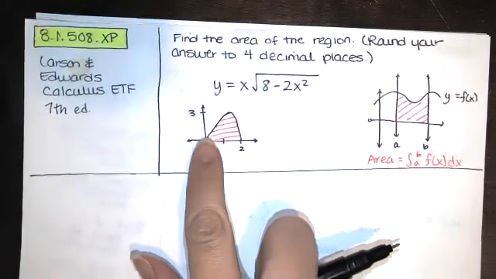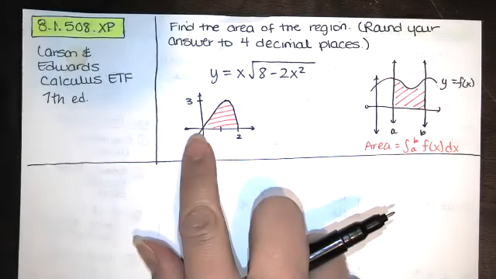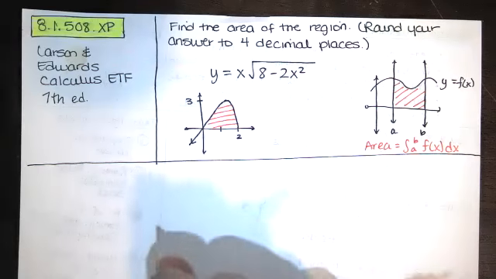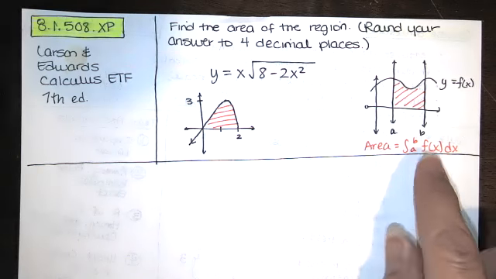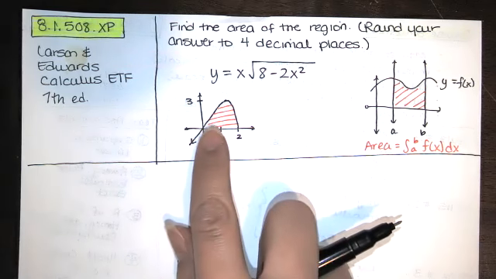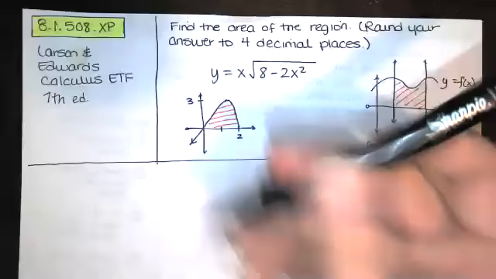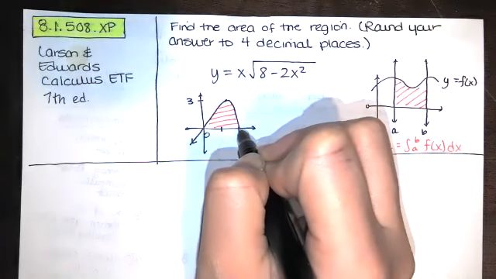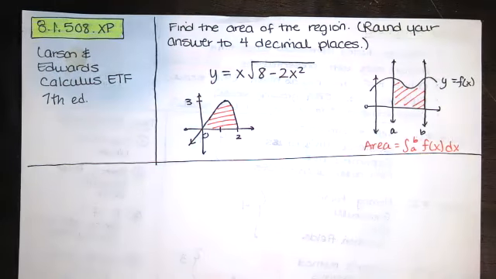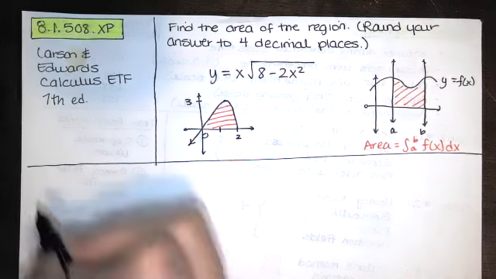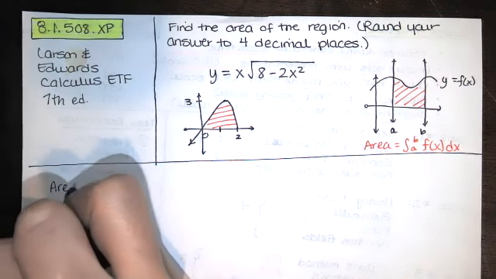So when they're asking us for this area, what they're really asking us for is to, first of all, connect this idea to this idea, that the area under this curve is actually the integral from x equals 0 to x equals 2 of this function. And then they want us to evaluate that integral. So we'll start by doing that.